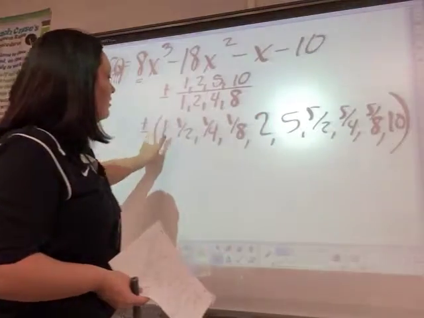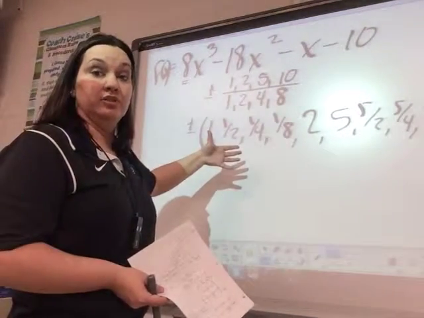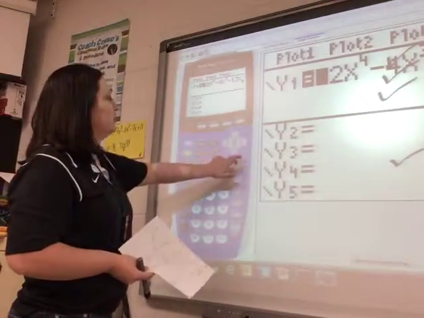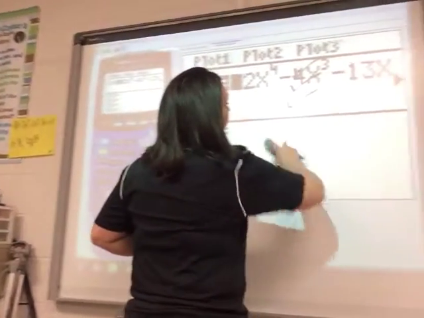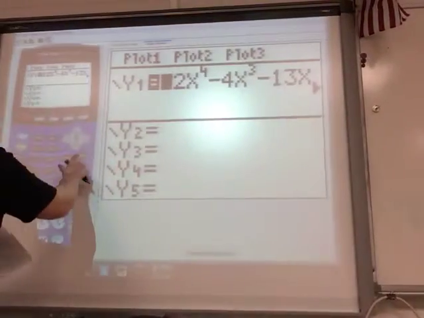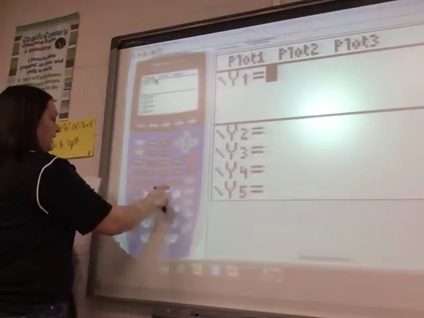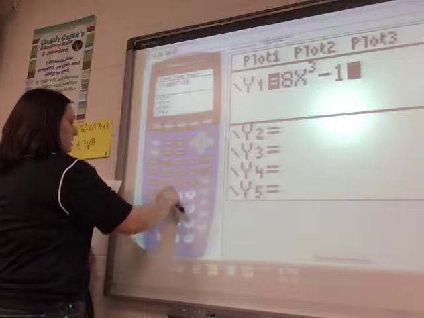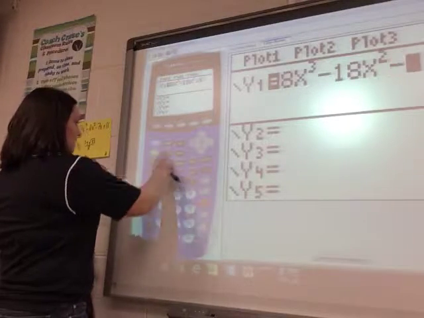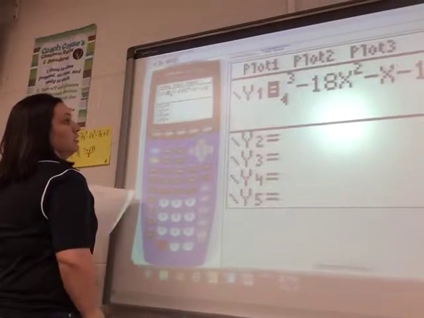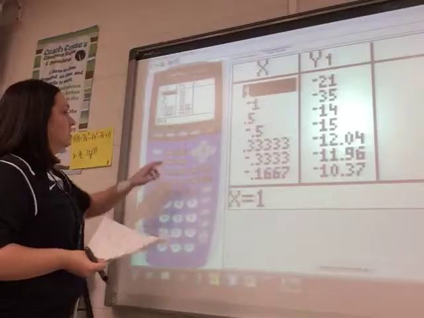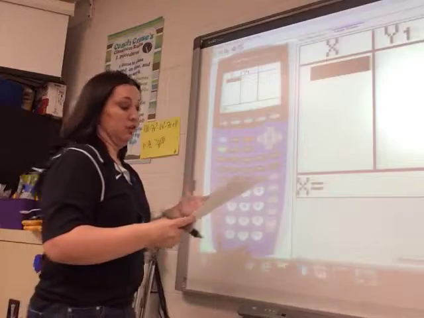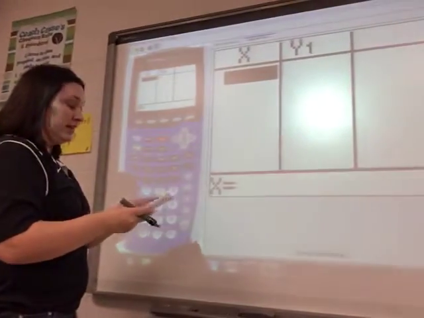That means you're going to plug all of these in using your calculator function. So I'm going to go to my calculator. I'm going to go back to my y equals screen, clear out what's in there. I'm going to look at 8x cubed minus 18x squared minus x minus 10. I'm going to go to my table. I want to delete what's already in there, and I want to start asking it numbers from that list we just generated. So I'm going to start plugging in and see what I can find out.